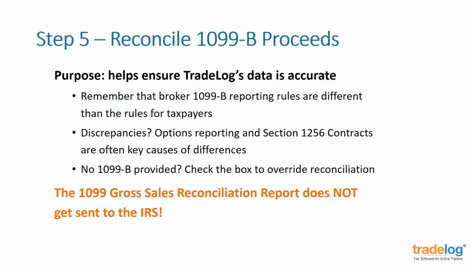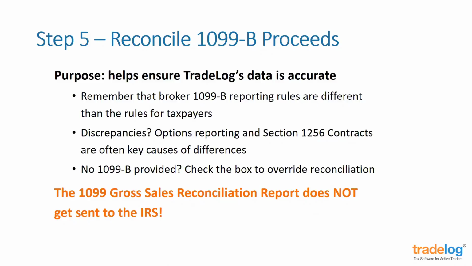We look at the gross proceeds that your broker's reporting. We compare it to the gross proceeds of the trades in TradeLog, your proceeds. And by doing that, we can compare and see if there's anything that's really off. And you want to remember the broker rules are different, so there might be discrepancies, especially if you have options trades or you report Section 1256 contracts, because we've learned that brokers have some quirky little things when it comes to options and Section 1256. So there might be discrepancies because of that.